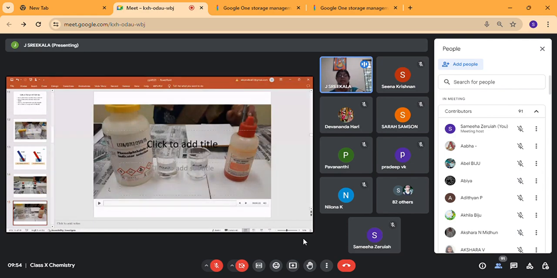This is another indicator, phenolphthalein. Phenolphthalein and methyl orange are both indicators used in the laboratory. Have you seen them in the lab? Yes, ma'am. Phenolphthalein is colorless, no color. And methyl orange, we will see what its color is. We will see the activity: what is the color change with phenolphthalein and methyl orange?